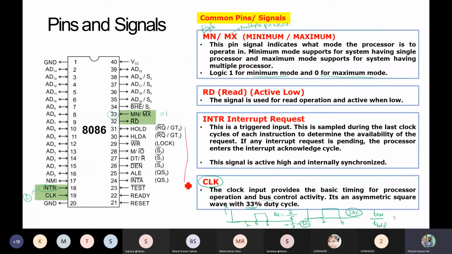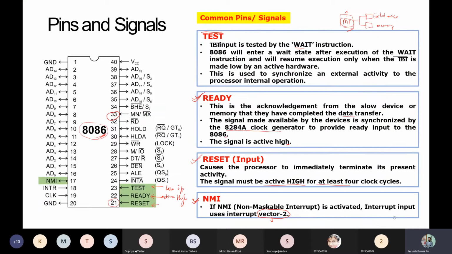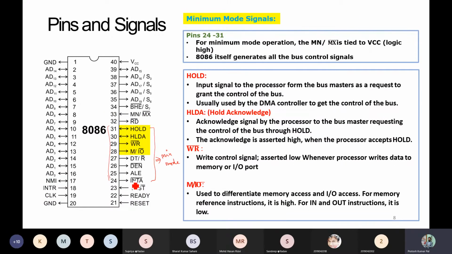These pins, starting from 24 to 31, have two different operations. They are multiplexed pins. If the processor is working in minimum mode, these pins will work in this respect. So 24 will work as INTA, then ALE, and so on. These are the pins that will operate in case of minimum mode.